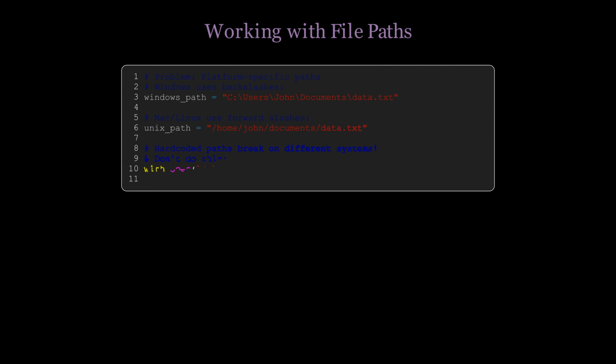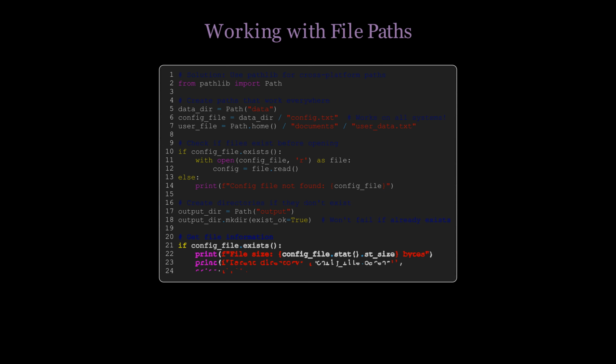Here's the path problem. Windows uses backslashes, while Mac and Linux use forward slashes. Hard-coded paths make your code non-portable. A program that works on Windows might fail completely on Mac or Linux because of path differences.